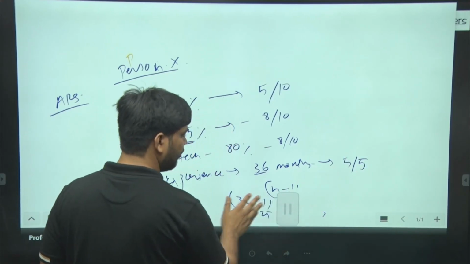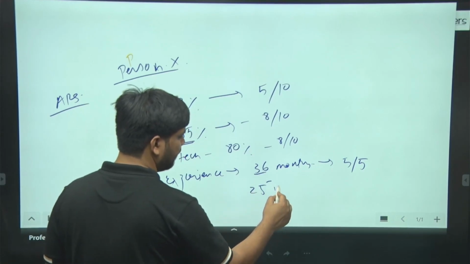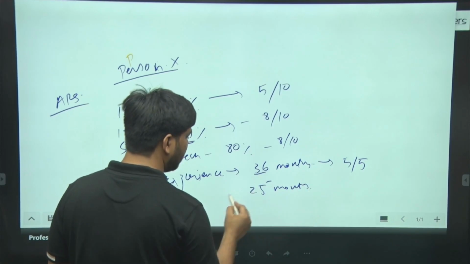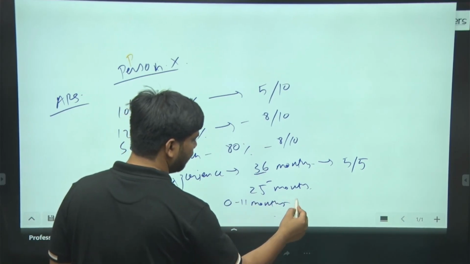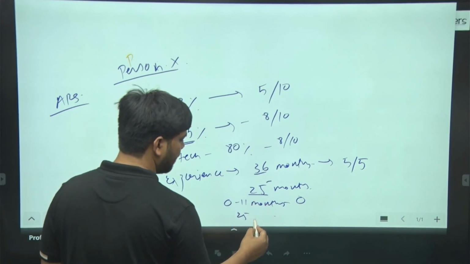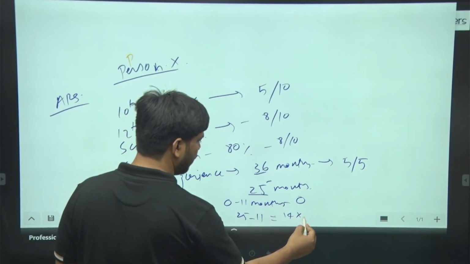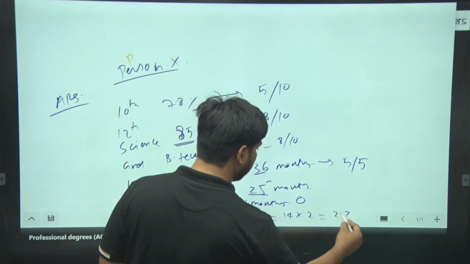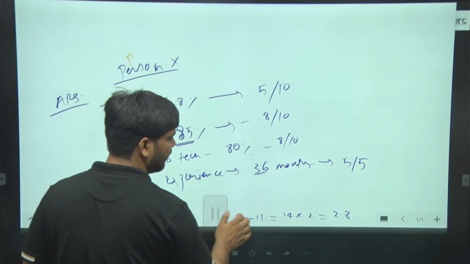Similarly, let us assume that somebody has a work ex of 25 months. So 25 months means 0 to 11 months he will not get any points. 0 to 11 months, 0 points. Now 25 minus 11, which is 14, into 0.2, which will give him 2.8 points. So this is how you calculate your work experience weightage as well.